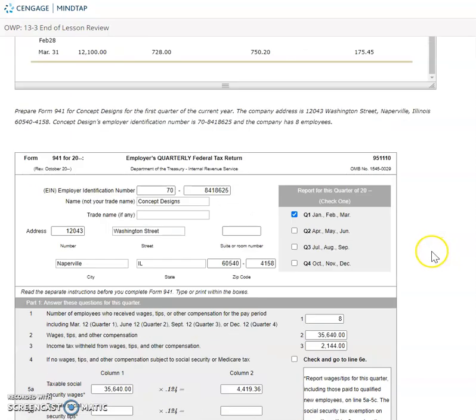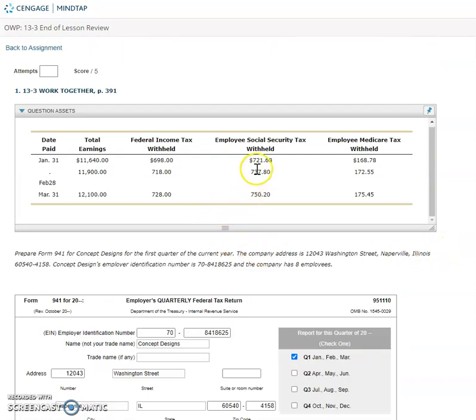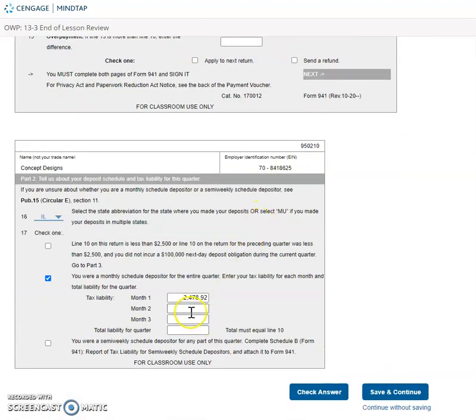I'm going to go back up and look at February's. Again, I need to double the Social Security and I need to double Medicare. So I'm going to add those two together, and then multiply that times 2 to double that. I then am going to add my federal income. I'm going to scroll back down and fill in that number for month 2, 2,538.7.